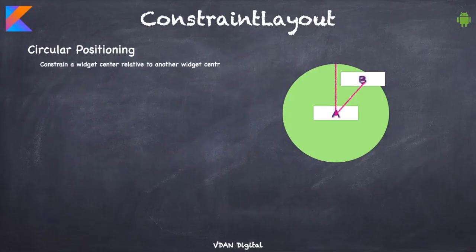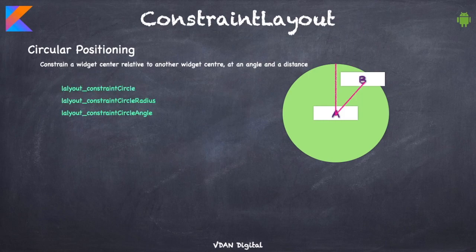What is circular positioning? It is a constraint of a widget center relative to another widget center at an angle and a distance. These are different constraints used for setting the circular positioning: constraint circle, circle radius, and constraint circle angle. We can look at this in an example.